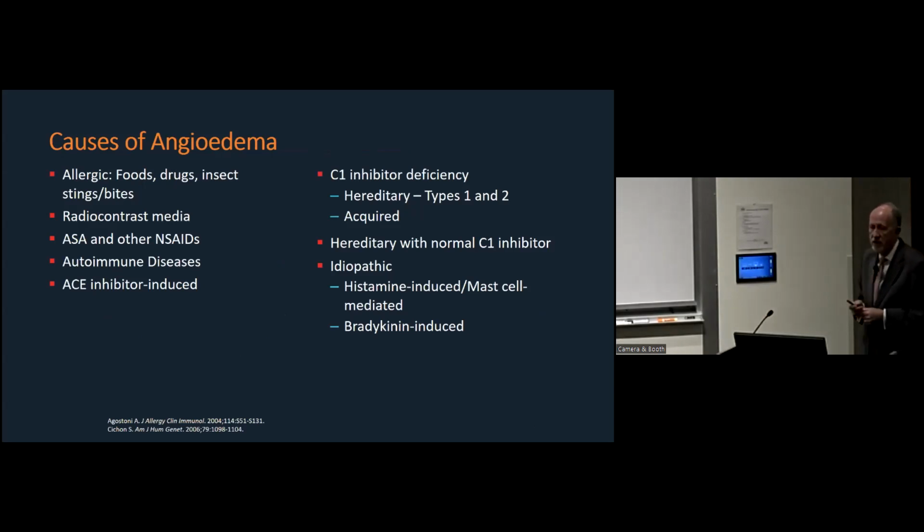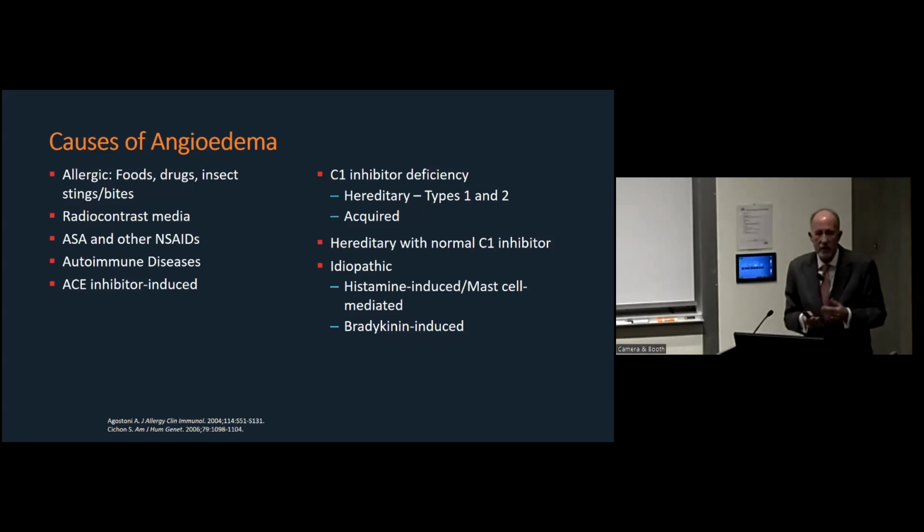So what kinds of things do you want to think about? We talked about allergic reactions. We talked about the food allergy, but it can happen in anaphylactic reactions caused by drugs or insect stings. Radio contrast medium, when we used to use the ionic form, could cause urticaria and angioedema. Certainly aspirin and the non-steroidals. There's a variety of autoimmune diseases that can be associated with urticaria or angioedema. And I think we all know about ACE inhibitor-induced disease, which, by the way, is the number one cause for presentation in the emergency room with angioedema today.